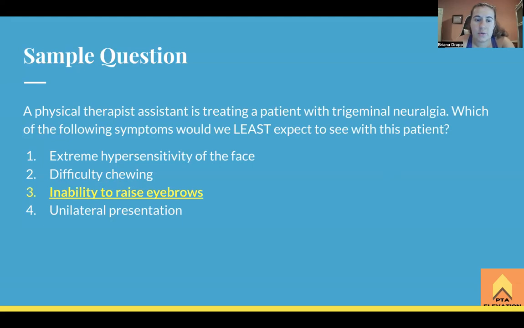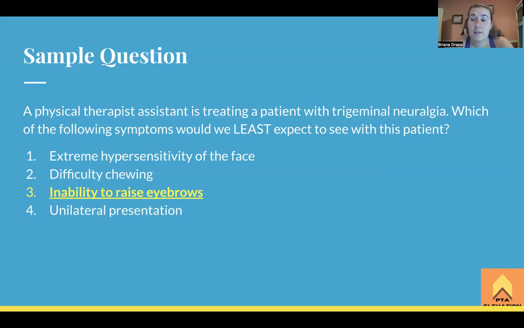All right, guys, so the answer is going to be inability to raise eyebrows. So remember, trigeminal nerve is not the facial nerve. The facial nerve is not responsible for sensation of the face. The trigeminal nerve is sensation of the face. The facial nerve is motor of the face. So again, raising the eyebrows, squinting, making faces, all those facial expressions, that's going to be cranial nerve 7. And so if they can't do that stuff, then you're thinking Bell's palsy, because that's going to be your facial nerve.